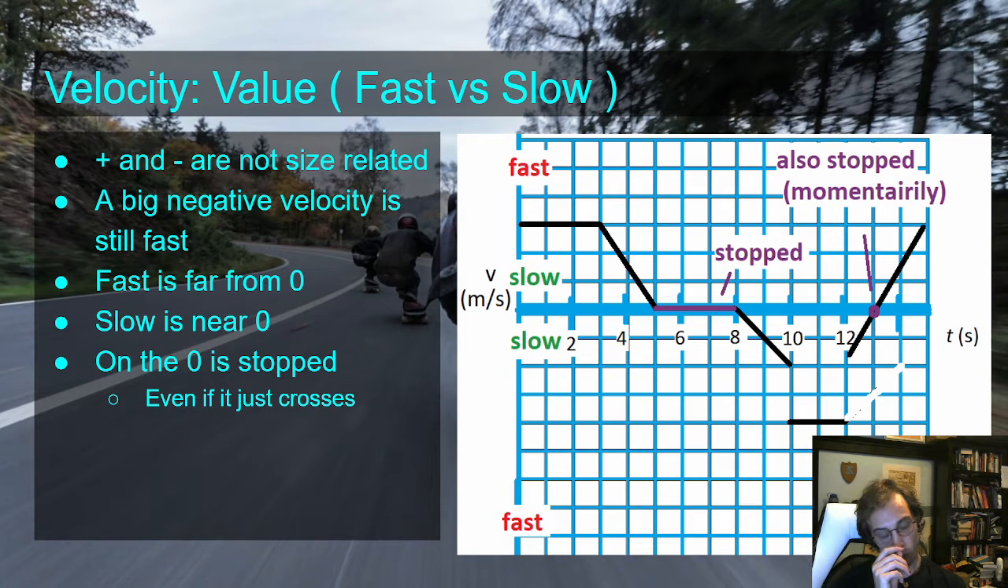One other thing about zero as stopped: even if it's just barely crossing, or it's only on there for a tiny fraction of a second, that means that for that tiny fraction of a second, the object was stopped.